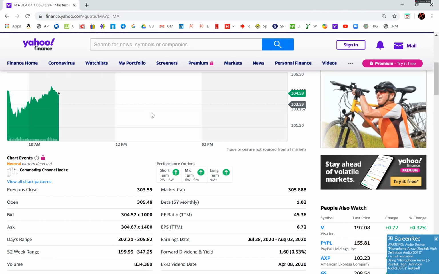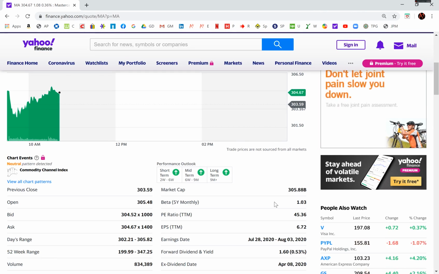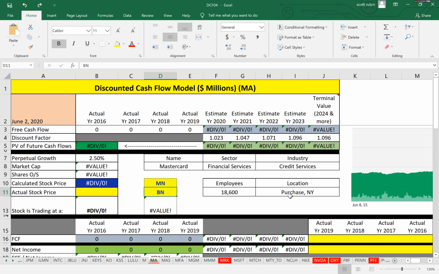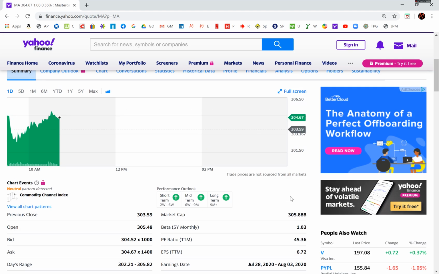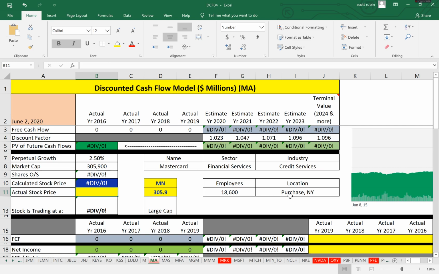Let's calculate the stock price for Mastercard. First, we need the market cap, which is 305.9 billion. Next, we need a stock price, which is 304.67. Now we know the shares outstanding because it's the market cap divided by the stock price. That gives you a billion shares outstanding.